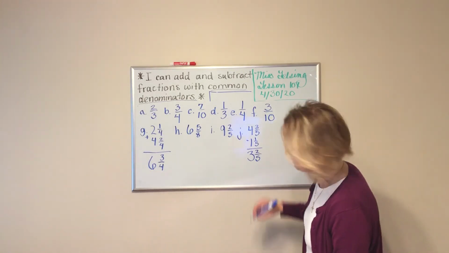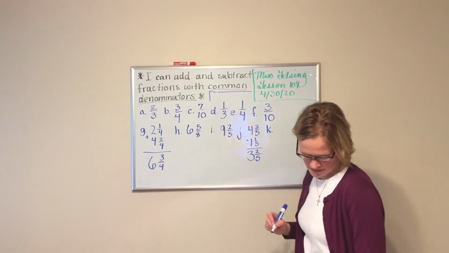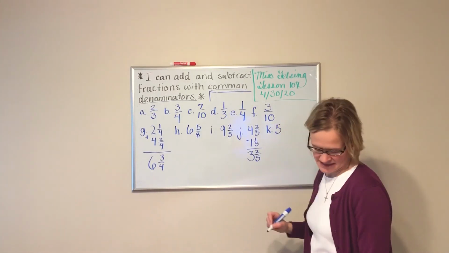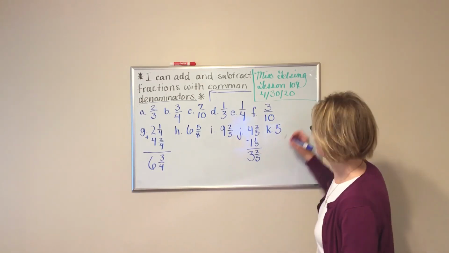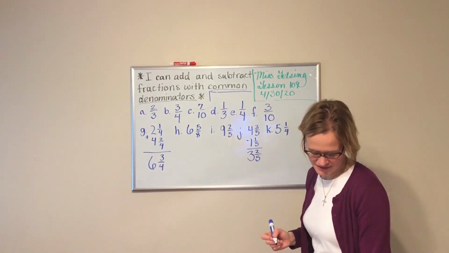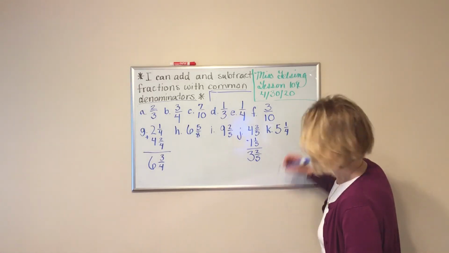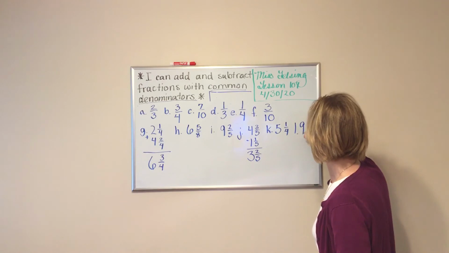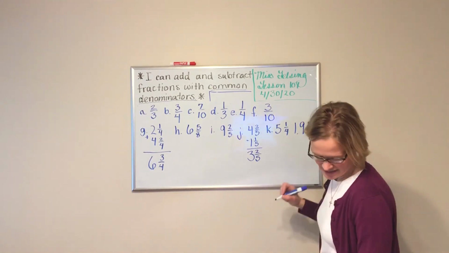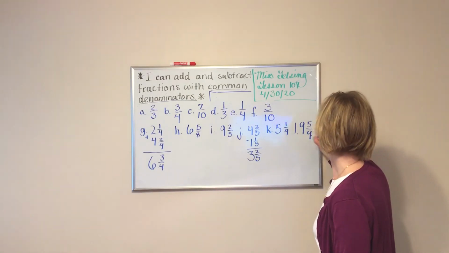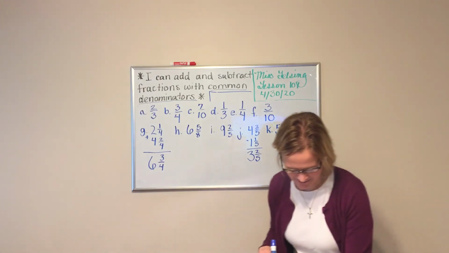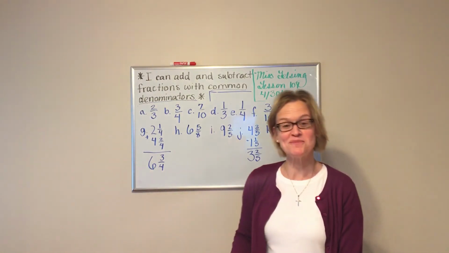Letter K. 9 minus 4 is 5. 3/4 minus 2/4. Well, 3 minus 2 is 1, and 4 stays the same. 1/4. L. 12 minus 3 is 9. 8 minus 3 is 5. And it's over 9. 9 and 5/9. How are we doing so far? Good? All right. So letter M, we have 2 more to go.